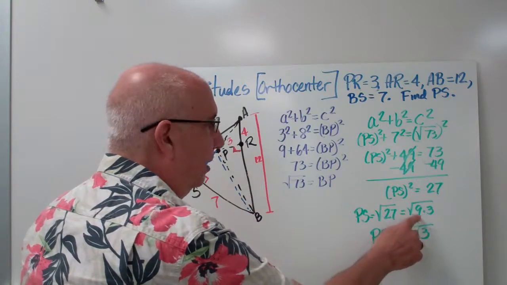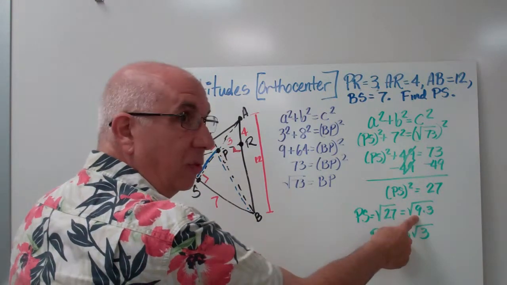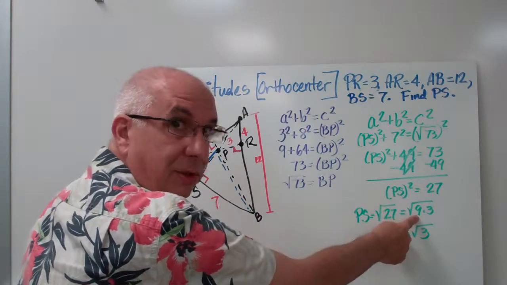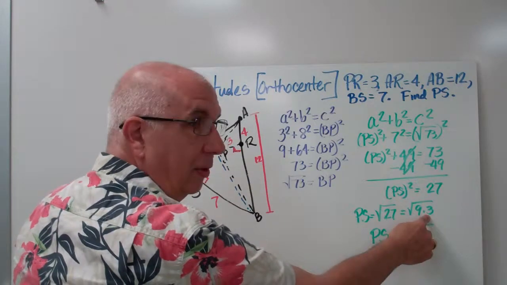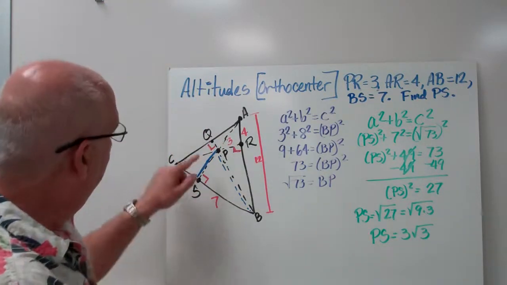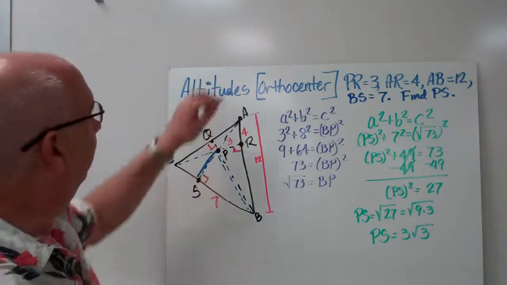Factors of that are 9 times 3. Now, this is a perfect square, and the square root of 9 is 3. So I pull out a 3 in front, I still have a 3 underneath. So PS, this segment right here, is equal to 3 times the square root of 3.